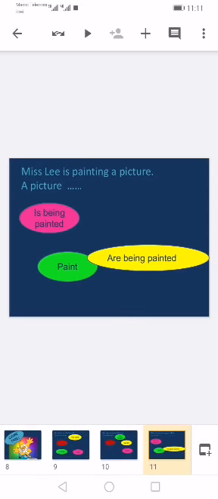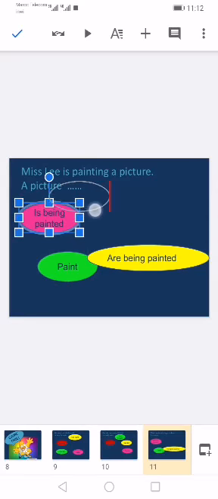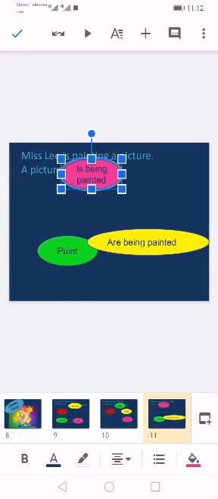In number 3, we have Miss Lee is painting a picture. Miss Lee is painting a picture. So the tense here is the present continuous. The present continuous is painting. Is painting. So the correct answer is is being painted or are being painted. We have just one picture, one, so it's singular. So the correct answer is is being painted.